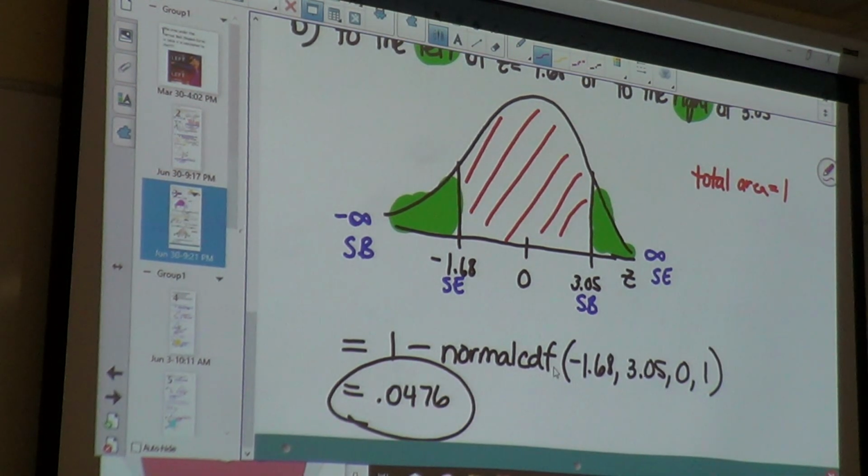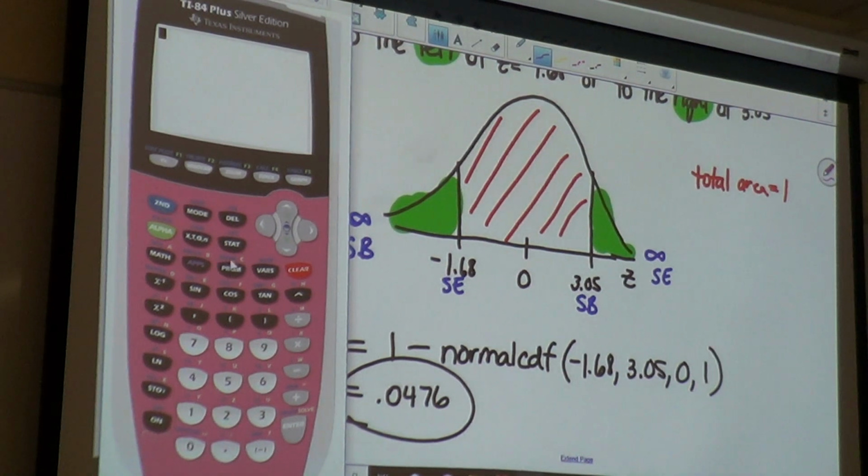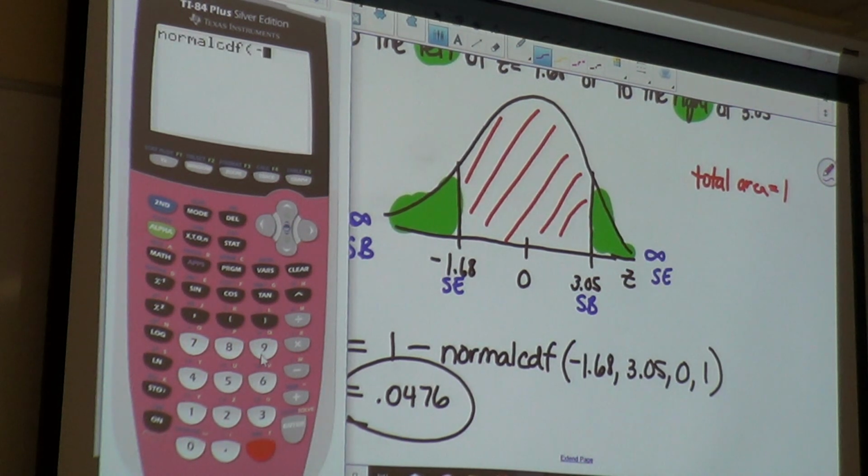This shows it as finding the red and doing 1 minus the red. And just to show you, if I do it the other way, it's going to be second vars, normal CDF, and it's going to be negative 99999, comma, 1.68, comma 0, comma 1.